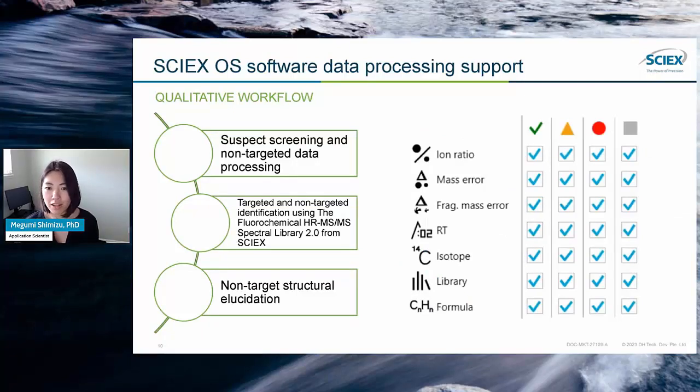Often customers ask us how to sort non-target data, because you will end up with lots of peaks picked up, and people ask how we can sort this large data set and find PFAS out of everything. We have a feature called traffic lights. This feature allows you to sort large non-target or suspect screening data using a combination of criteria such as mass error or library matching.